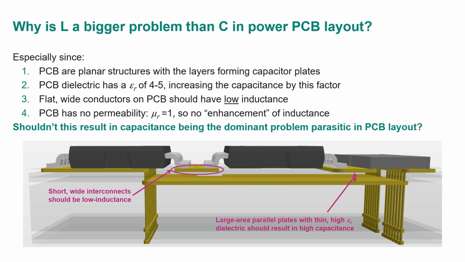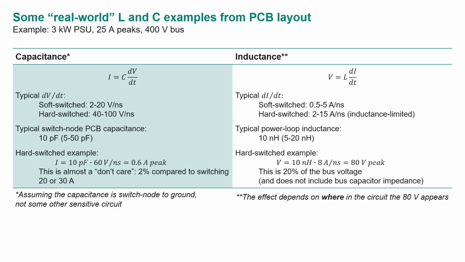So let's look at some real-world numbers here, because I had to look at this myself to understand why this is the case. So I took a power supply that we have, a 3 kW power supply. The peak currents are on the order of 25 amps. It's a 400 volt bus. And I measured the inductances, the capacitances, and looked at the overall board layout to try to understand this.